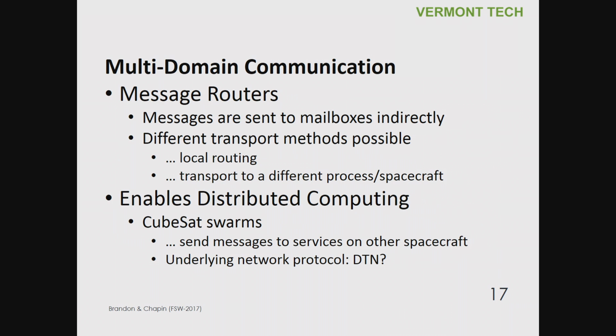So these are some comments about how this might work. The routing component could do local routing or transport to a different process within the same system or a different spacecraft potentially, maybe of use in CubeSat swarm situations. The underlying network communication pathway could be whatever is necessary, for example, delay-tolerant networking, disruption-tolerant networking, if that's an appropriate thing, or the internet, or whatever else seems necessary or desirable.